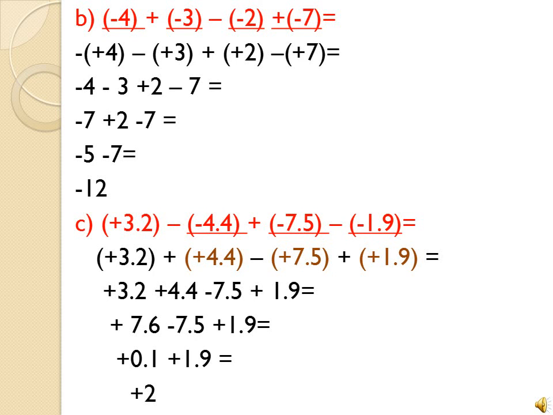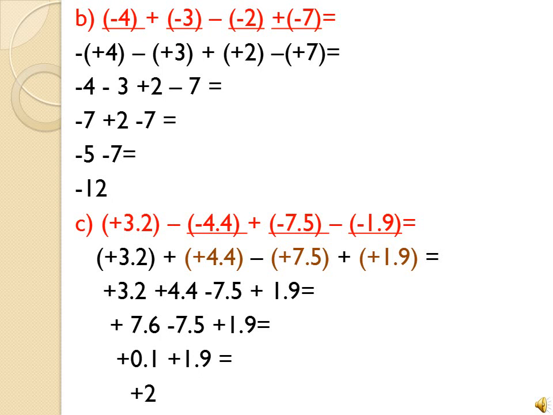Then after I change the negative numbers into positive numbers, I must remove the bracket. It becomes minus 4 minus 3 plus 2 minus 7. Then what shall I do? I solve them 2 by 2. Minus 4 minus 3, they have the same sign, so add them. It becomes 7, because 4 plus 3 is 7. And they have minus, so I put a minus.